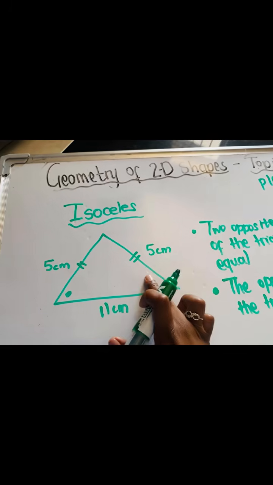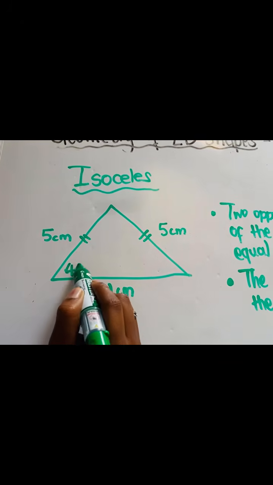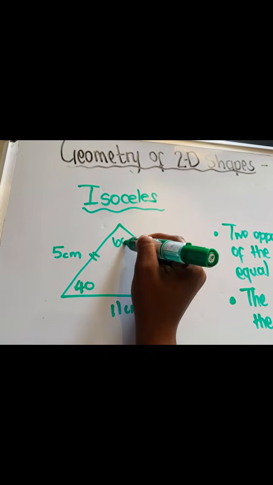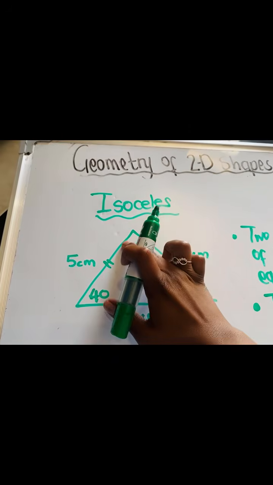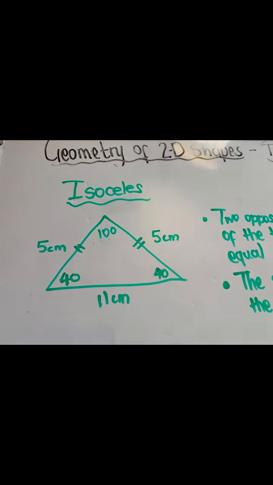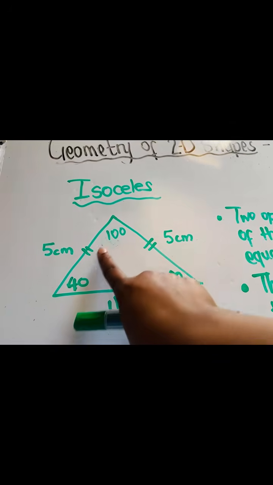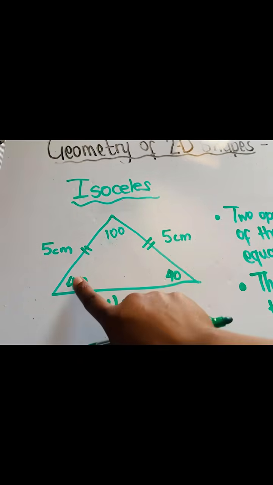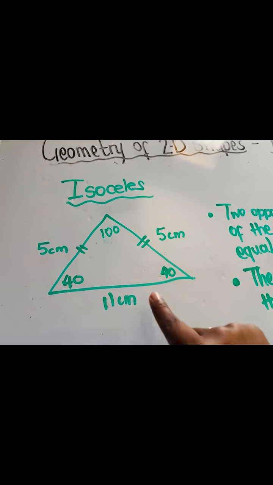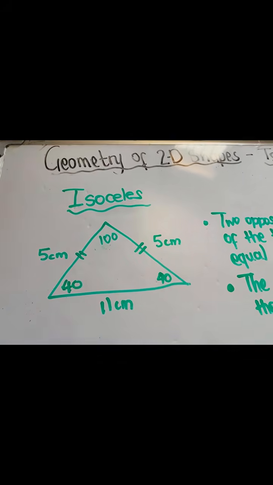So what does it mean in terms of the angles? Let's say this angle is 40 degrees. This one is also going to be 40 degrees, but this one is going to be different. I'll make this one 100. Now you see that the two opposite angles are equal, but it is not equal to this one. So the two opposite angles of an isosceles triangle are equal. I will later on talk about the sum of the interior angles of a triangle.